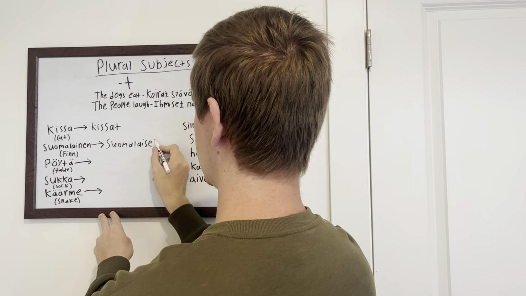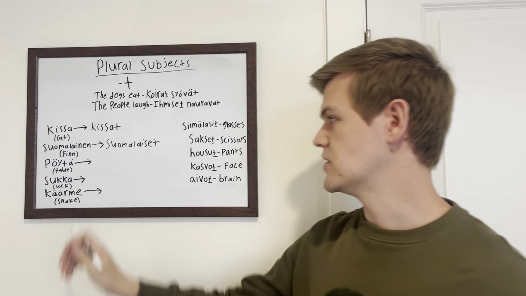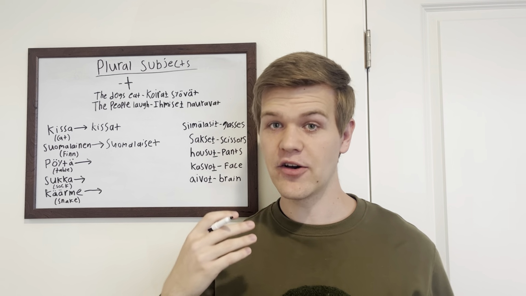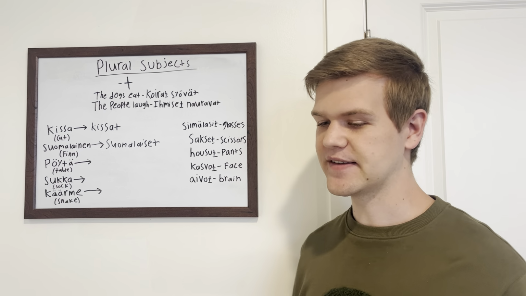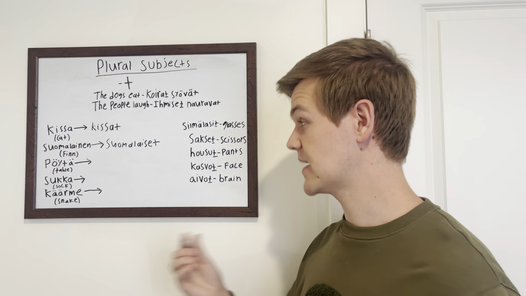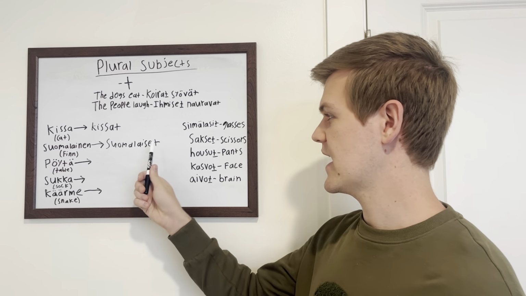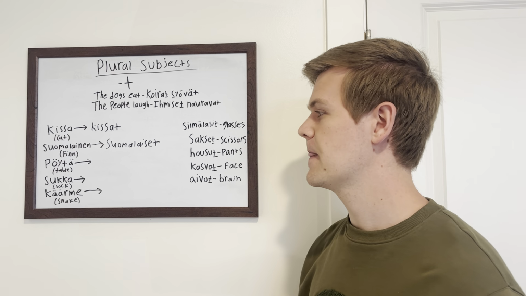And then I can just add a T, so we get suomalaiset. So that would be Finns. So if I want to say something that Finns do, if they're ever the subject of my sentence, I can just add a T, suomalaiset.